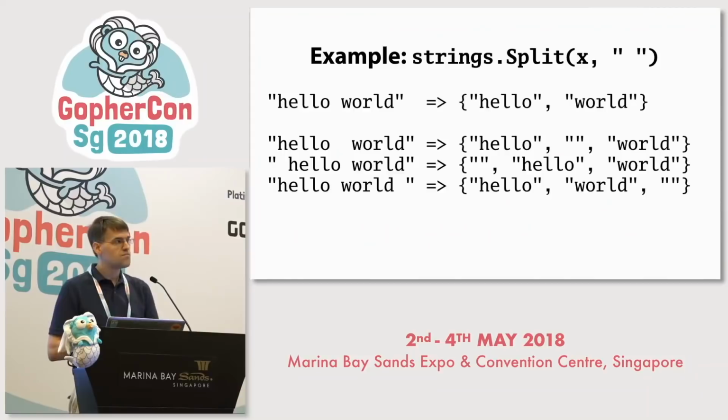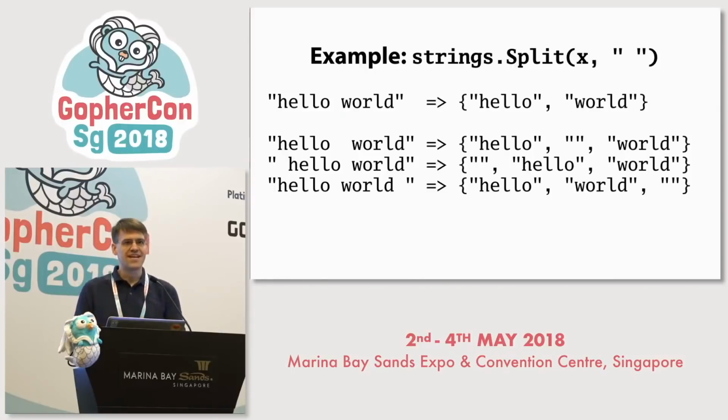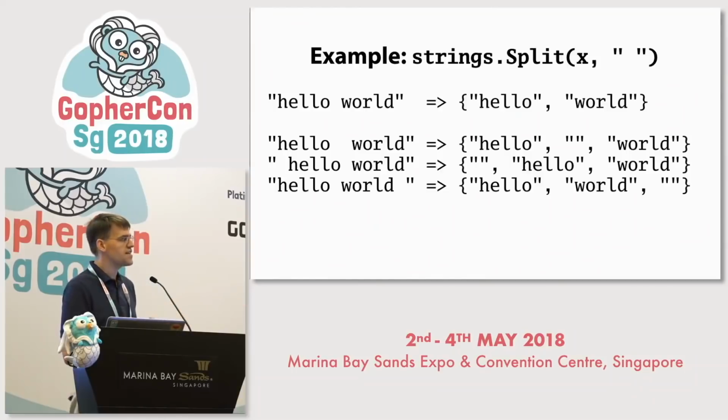For example, programmers are sometimes confused by a detail of strings.Split. We all expect that splitting "hello world" produces 2 strings, "hello" and "world". But if the input has leading or trailing or repeated spaces, then the result has extra empty strings in the return slice. Suppose we decide that it would be better overall to change the behavior of strings.Split to omit these empty strings. Can we do that?